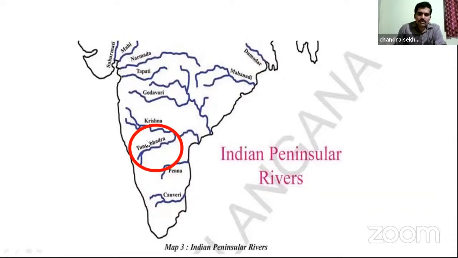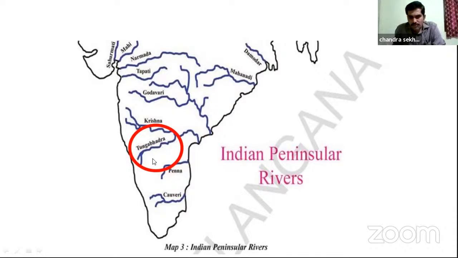So here, children, see the map of South Indian peninsular rivers. Here a red circle is there. In that circle you can observe the river Tungabhadra. At the initial stage, two small rivers are there. They both join as the Tungabhadra river, and this joins with the river Krishna. This is a major tributary of the river Krishna.